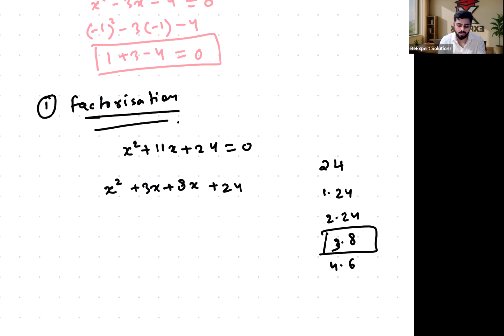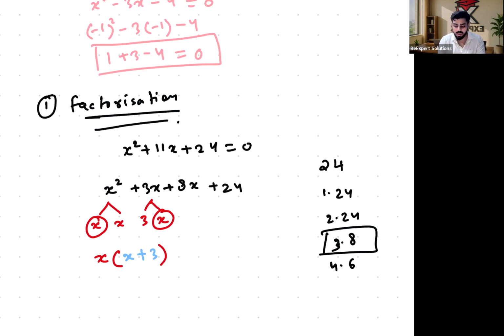And then you simply take common, guys. How do you take common? For example, x square is made up of x and x. The 3x is made up of 3 and x. So what is the highest common factor in it? x. You take that out. What is left over, you write down inside. I'm left with x plus 3. So I put that in bracket.